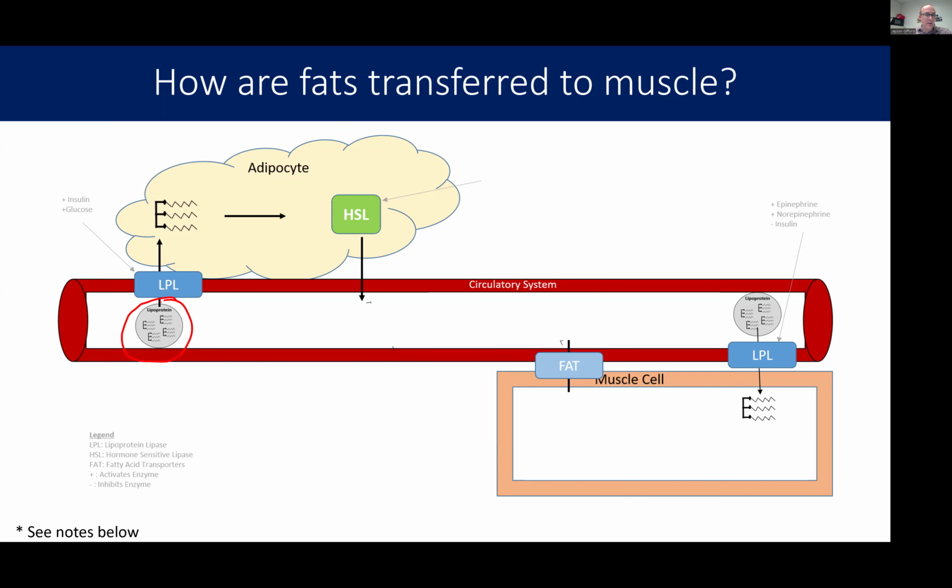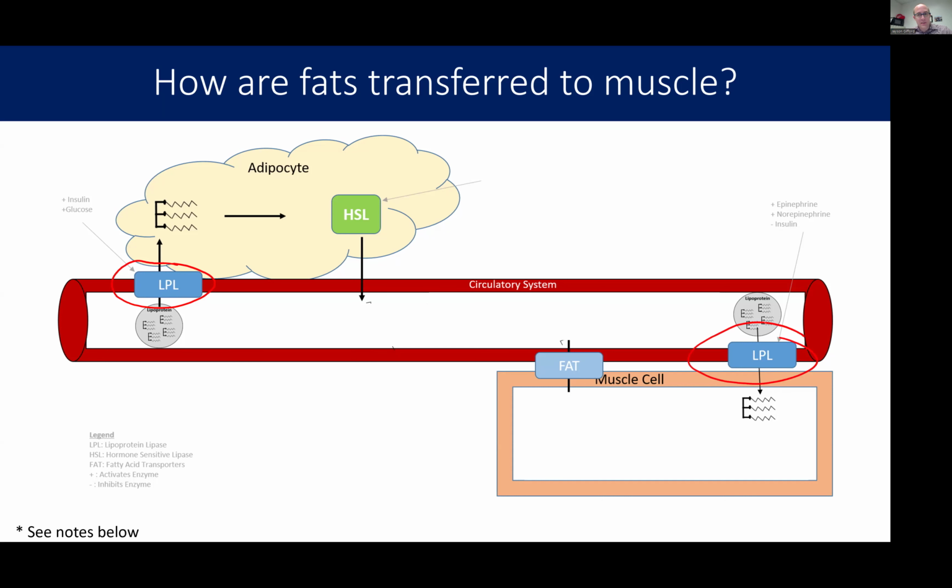And so illustrated here, we have a bunch of triglycerides stuffed inside of a lipoprotein. I kind of imagine this as like a jelly donut stuffed with a bunch of fat instead of jelly. It carries it throughout the circulatory system. And you have two versions of an enzyme, lipoprotein lipase.